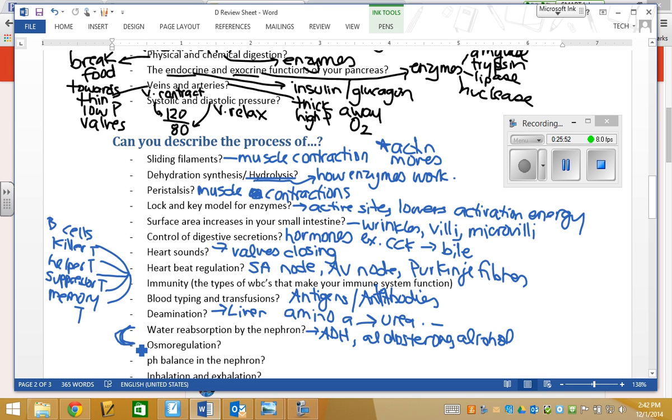Now, I think I answered the next point by saying that, because we're talking about keeping the level of water the same. In terms of pH balance in your nephron, this is the idea that you can secrete hydrogen ions, so your body will put excess hydrogen into the filtrate so it can become part of your urine.